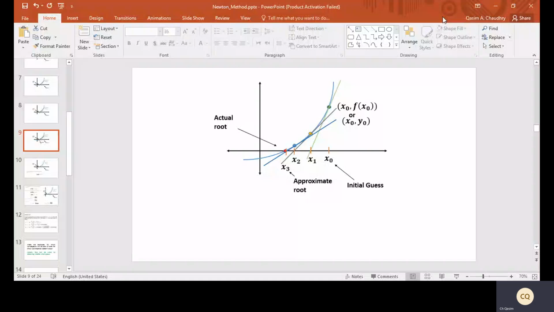Students, now you have understood how you proceed with Newton's method and how it works. Now we are going to derive the formula for the iterations. So students, first of all, what was the first step?